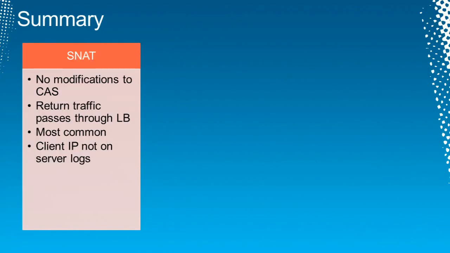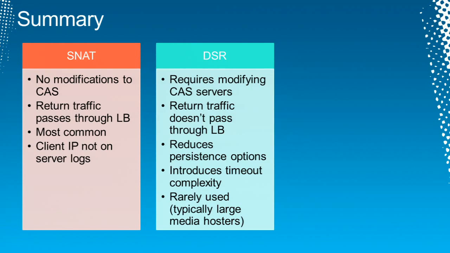So, summary of your routing options, right? SNAT, the simplest, no modifications required on CAS or your clients. We're not setting up any loopback adapters or things like that. No routing changes, right? But we have this issue of the client IP not on the server logs. Direct server return, we've got some modifications to CAS. We've got some routing changes. We're basically adding some complexity inside of the organization. We're reducing some of our persistence options.